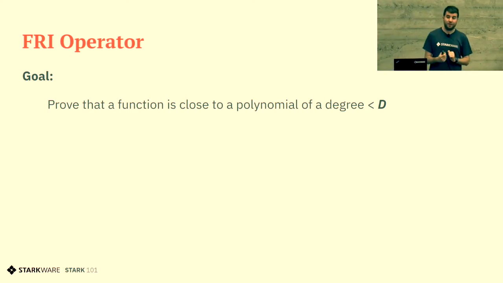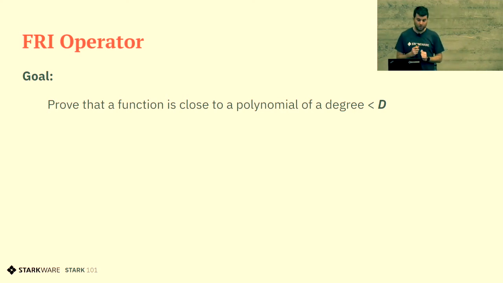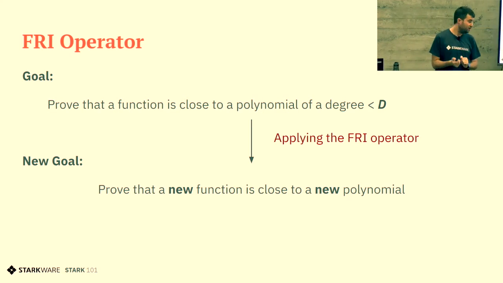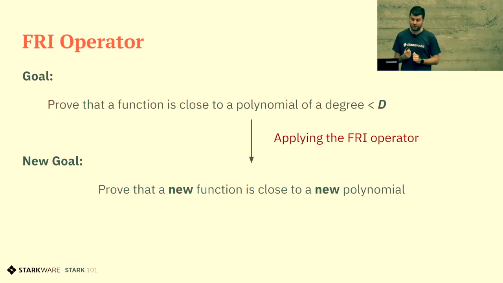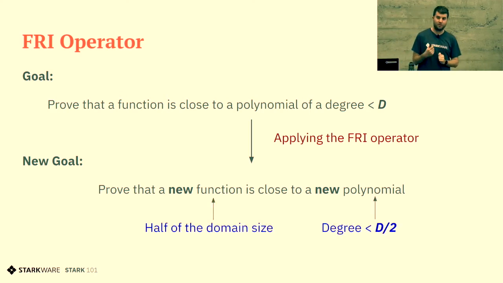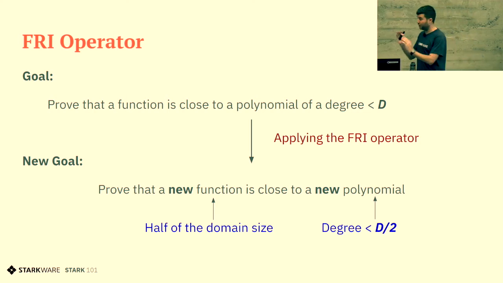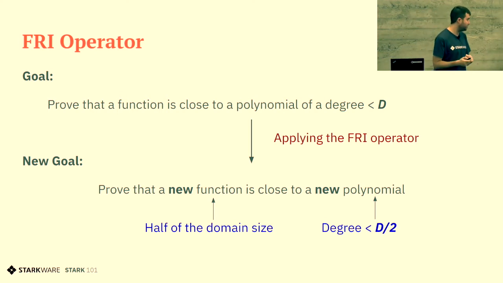If we apply the FRI operator once, we will get a new goal, which is to prove that a new function is close to a new polynomial, where the new function has half of the domain size, and the new polynomial is bounded by half of the degree bound of the previous one. So by applying the FRI operator once, we get a new goal, and the new polynomial has half of the degree bound. Still, we do not yet understand how it operates, but we understand the motivation.